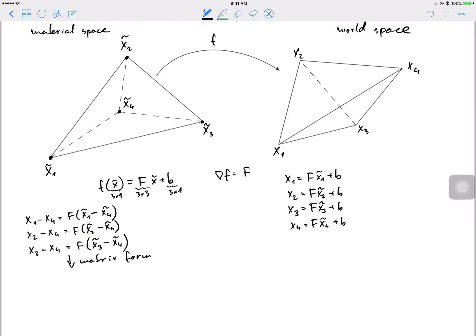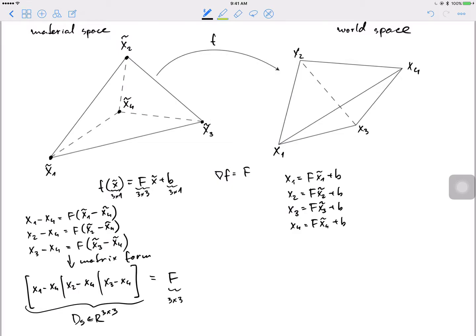We write it in a matrix form. We just stack these vectors. All these guys are 3x1 vectors, right? So I can put them as columns of a matrix: x2 minus x4 and x3 minus x4. Okay. And I can call this matrix Ds. It's a 3x3 matrix. Then the right hand side, this F, that's also a 3x3 matrix, right? Or write it properly, R 3x3.